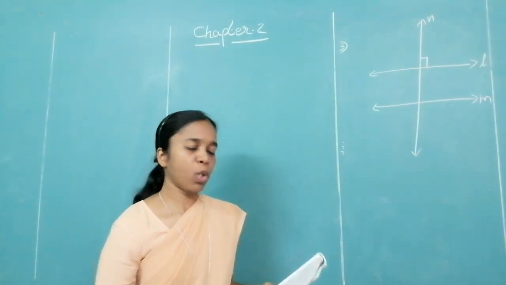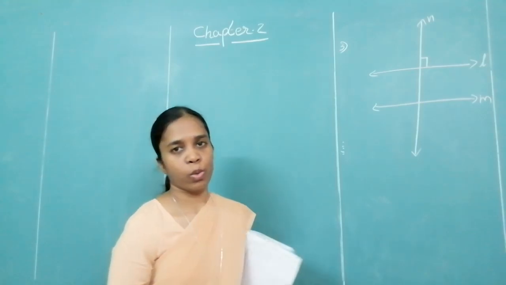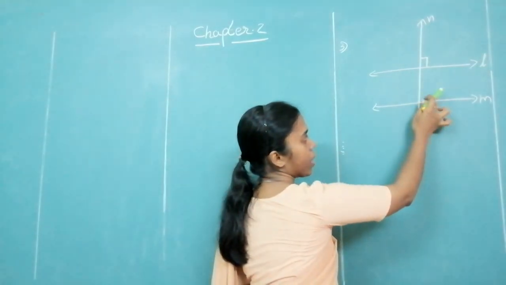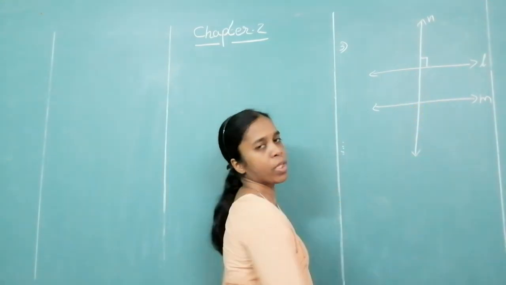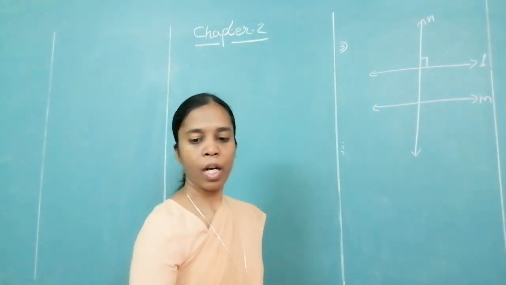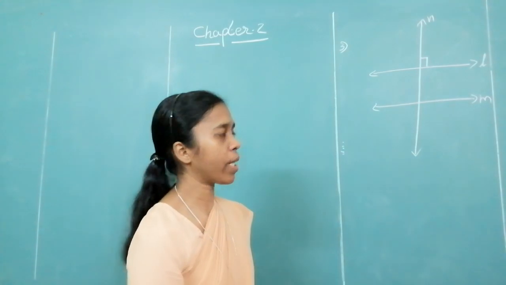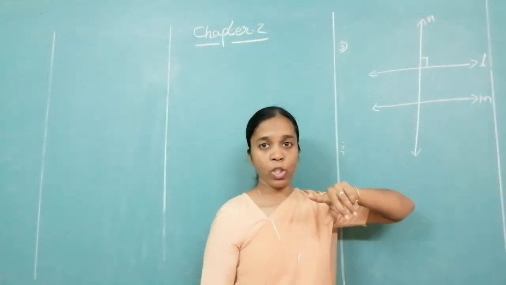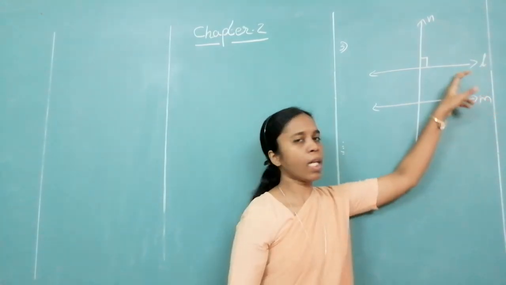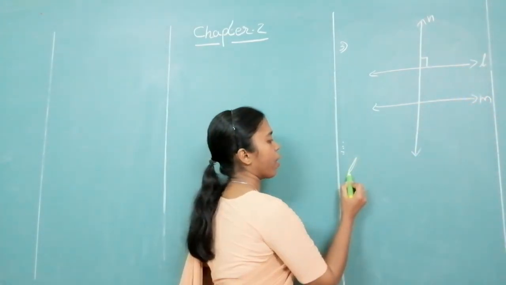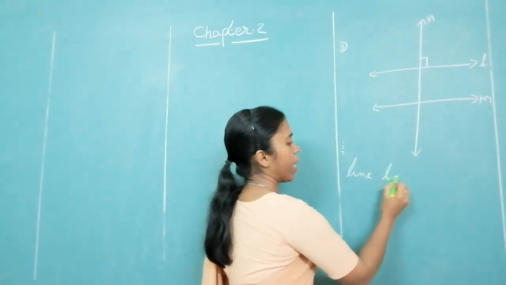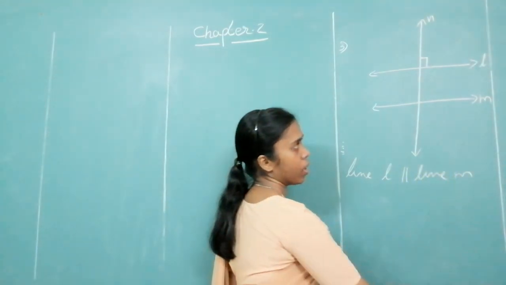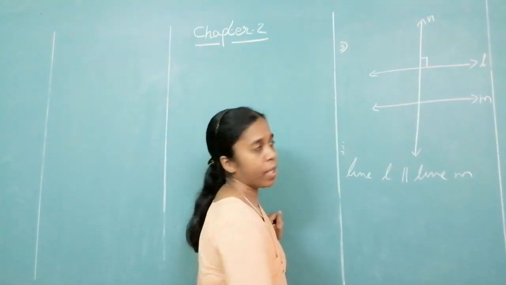Then it is perpendicular to the other line also. You have to prove that this also is 90 degree. It is not given to you, but you have to mention that this also is 90 degree. How do you check whether that also is 90 degree? You are told that this is 90 degree. What is told to you? These lines are parallel. So you have line L parallel to line M.